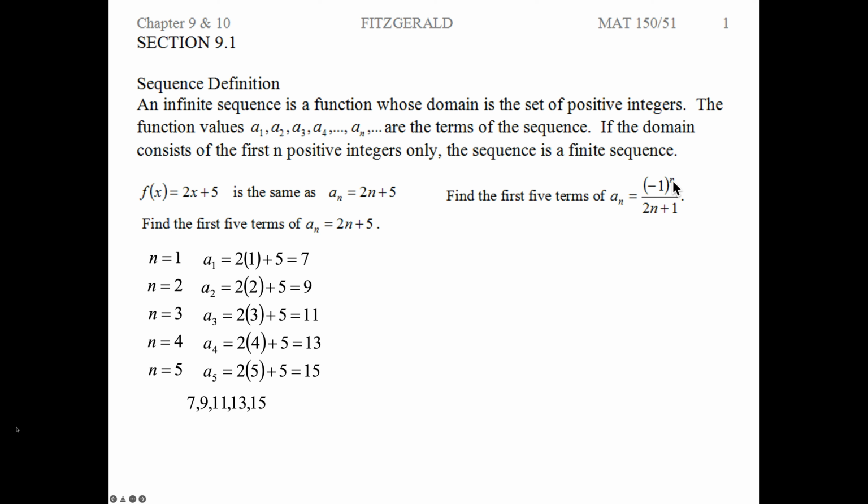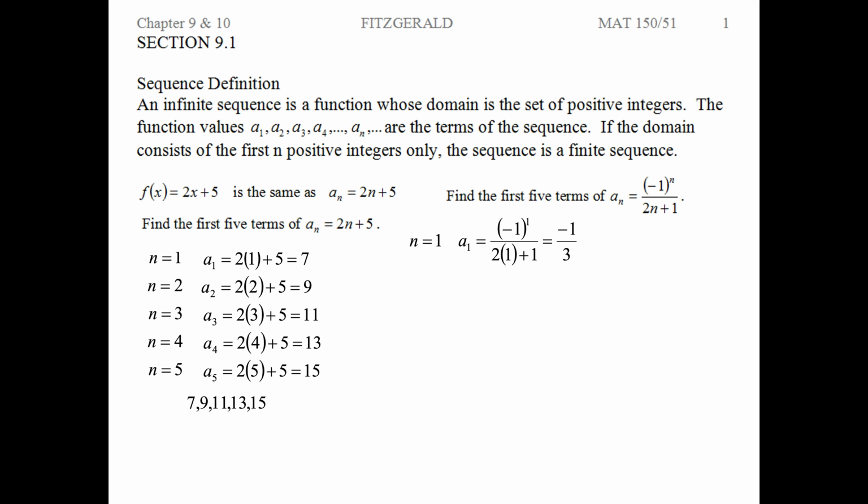If I'm going to be raising this to positive integers, I'm either going to have odd numbers or even numbers. So when my n is odd, I'll have a negative 1 in the numerator. When my n is even, I'll have a positive 1. So we're going to have alternating signs in the top. So to find a sub 1, n is 1, negative 1 to the 1 power, negative 1. 2 times 1 is 2 plus 1 is 3. That's my first term.